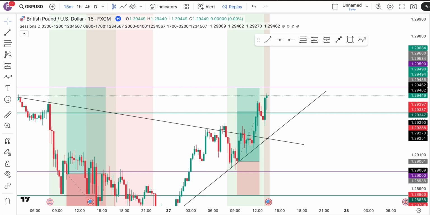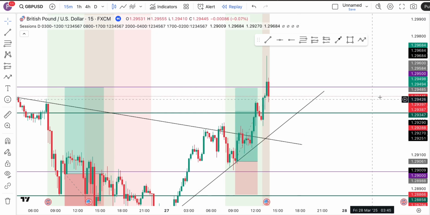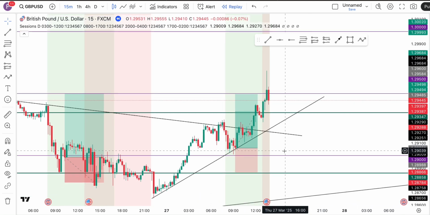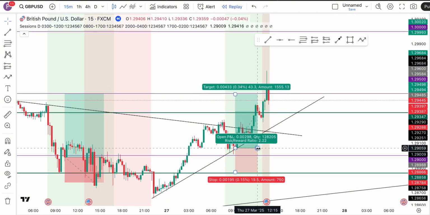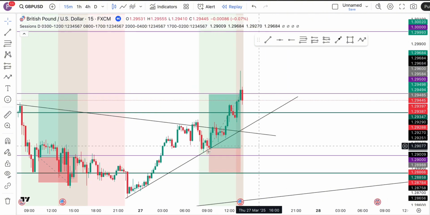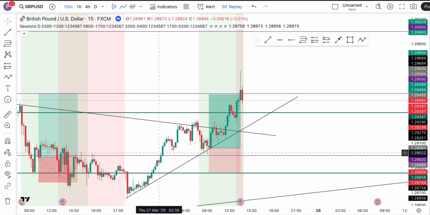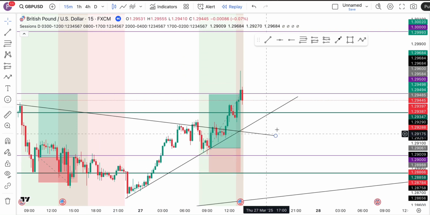Fire. TP taken. So, guys, look at this. We caught this trade here. So we've taken two trades now, and we've caught one. We lost one.